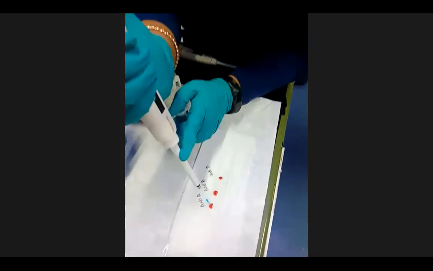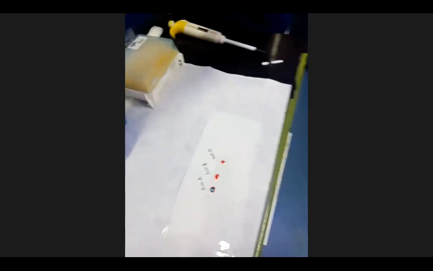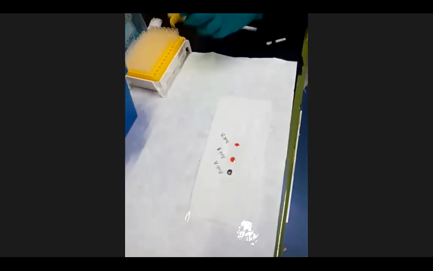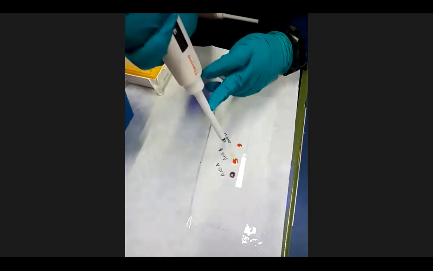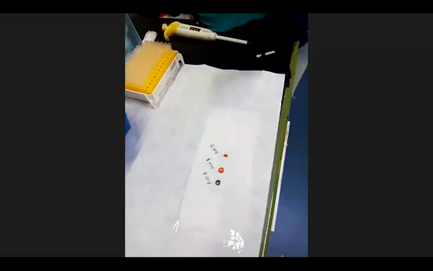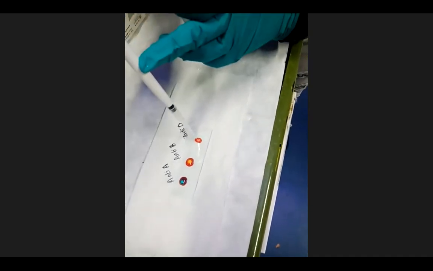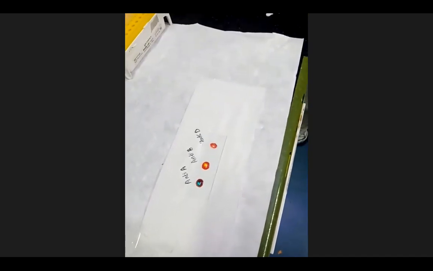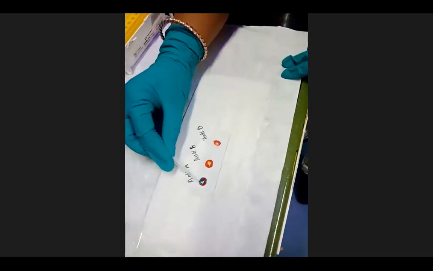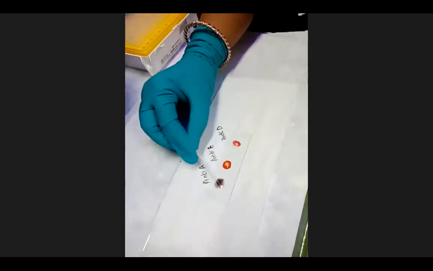Such as now putting the antibody A. Depending upon the results, we'll finally conclude which blood group it was. And now antibody B. And similarly antibody D. Now using a clean tape, we can mix the blood and the antibody to know where this agglutination is happening.